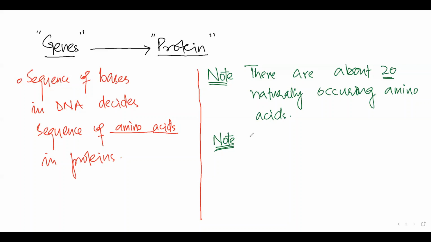So proteins differ. Beta, what do proteins differ in? Proteins differ in the sequence of amino acids. Yes, amino acids they have.